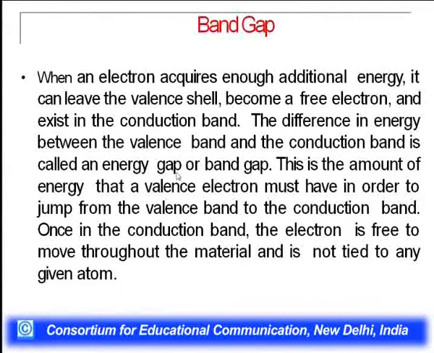The difference in energy between the valence band and the conduction band is called the energy gap, and this energy gap is also called the band gap. It means the energy difference between the valence band and the conduction band is known as the energy gap, or band gap. This is the amount of energy that the valence electrons must have in order to jump from the valence band to the conduction band. Once in the conduction band, the electron is free to move throughout the material and it is not tied to any given atom.